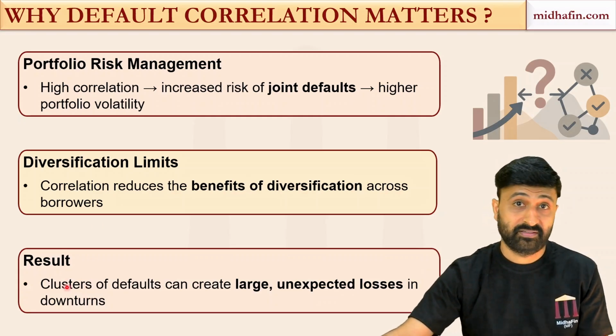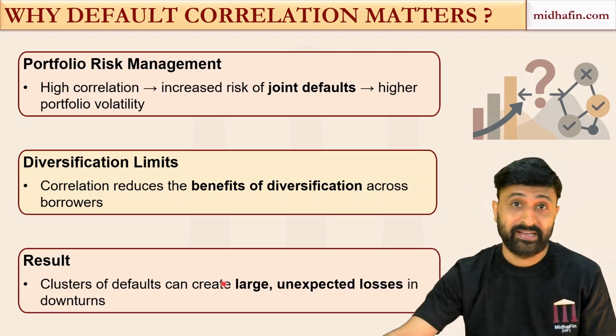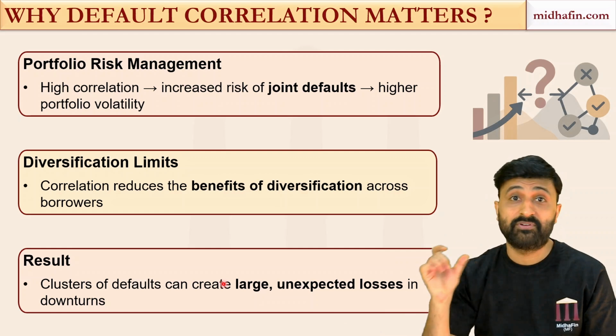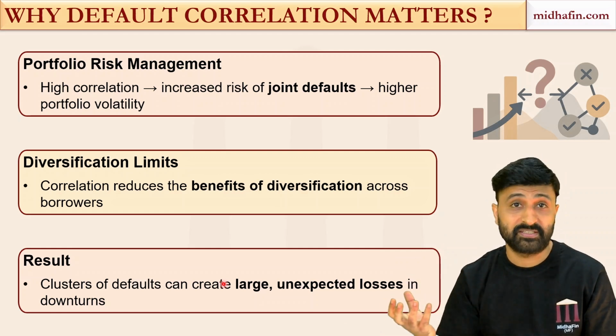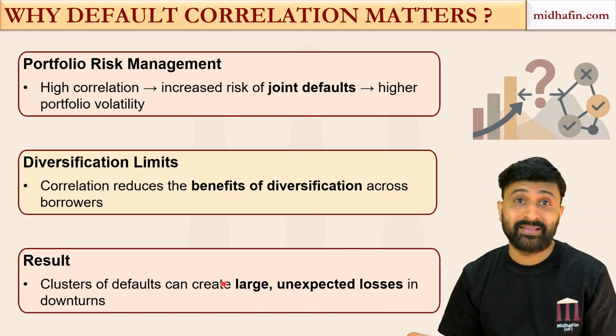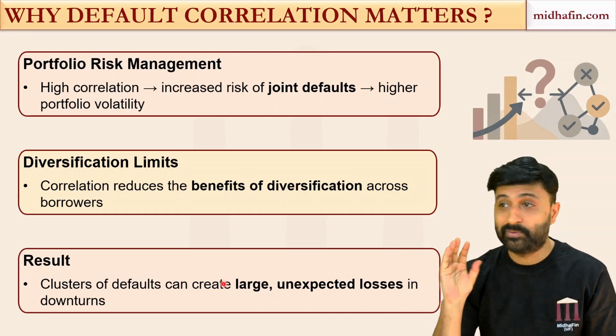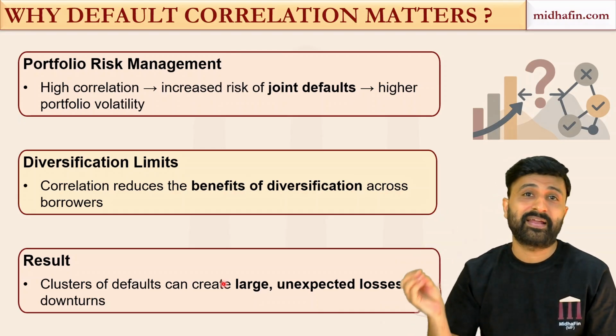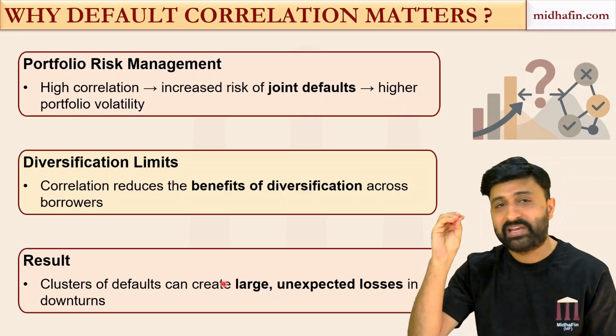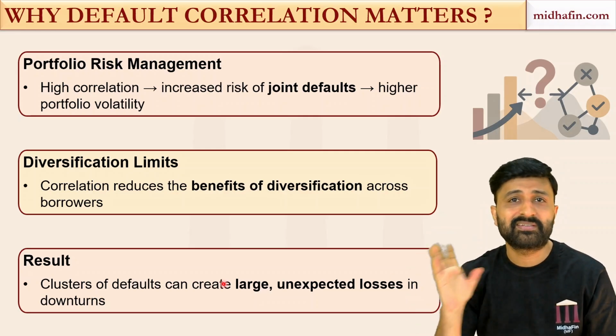Then tail risk, the biggest danger. Tail risk, those rare but massive losses. When defaults cluster, losses actually compound, and that's what turns a bad quarter into a crisis, you can say. So understanding correlation is not just an academic exercise. It shapes capital, pricing, and strategic risk limits.